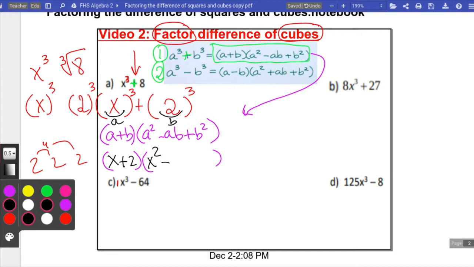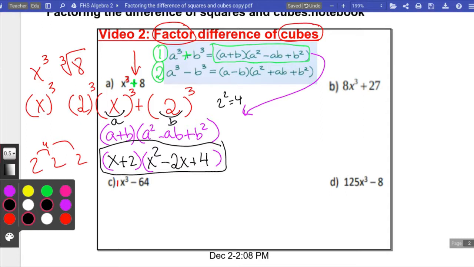The next one says minus a times b. That is x times 2, which gives me 2x. Continue. Plus b squared. B is 2. 2 squared, you get 4. And then you're done. Moving on to C.